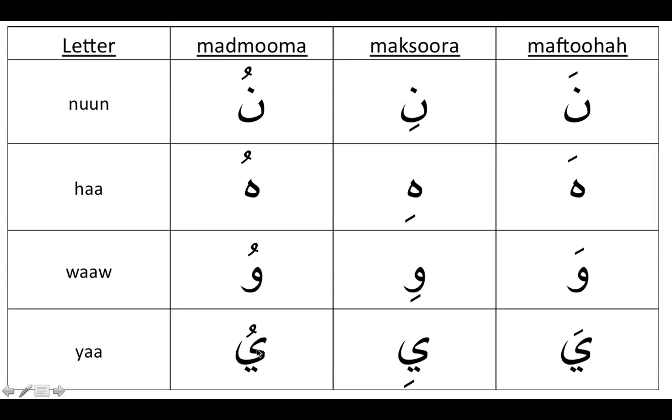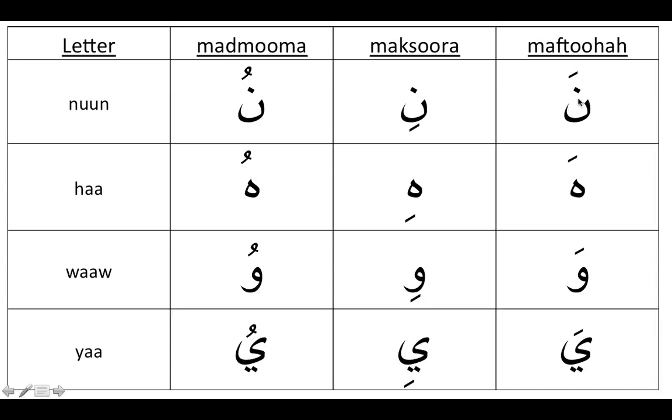So I'm hoping you're starting to at least understand how the sounds of the letters change when you put these diacritics on them. The short vowels. When you place a Fatha on it, the letter is called maftooha. When you place a kasra below it, it becomes maksoora. And when you place a damma on top of it, the letter becomes madmooma.